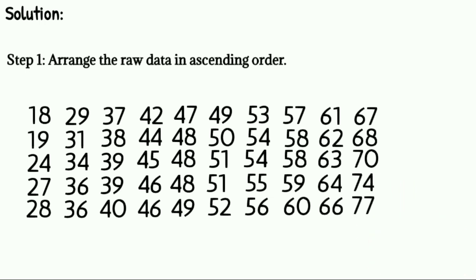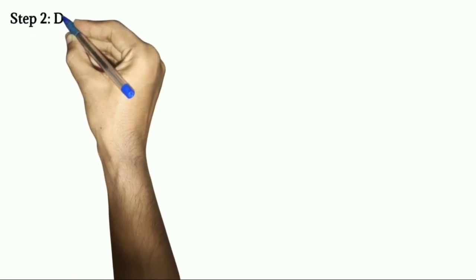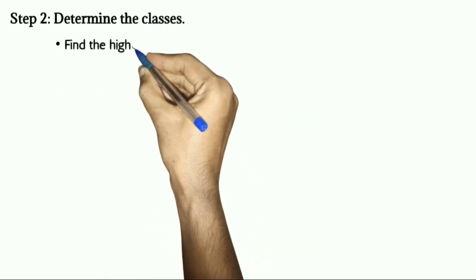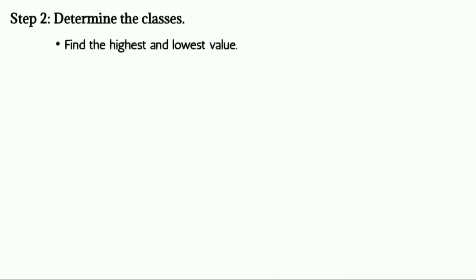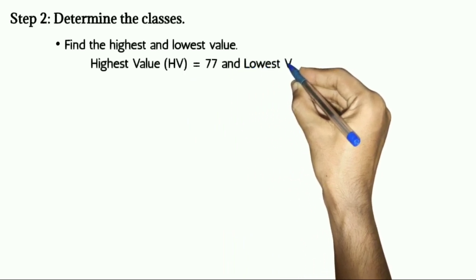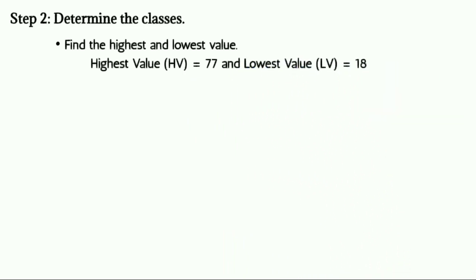It depends upon you how you will arrange the data set. But regardless of the arrangement, the order should be ascending. After arranging the raw data in ascending order, the next step is to determine the classes. Let's find first the highest value and the lowest value. The highest value is 77 and the lowest value is 18. That is based on the ascending order of the raw data.